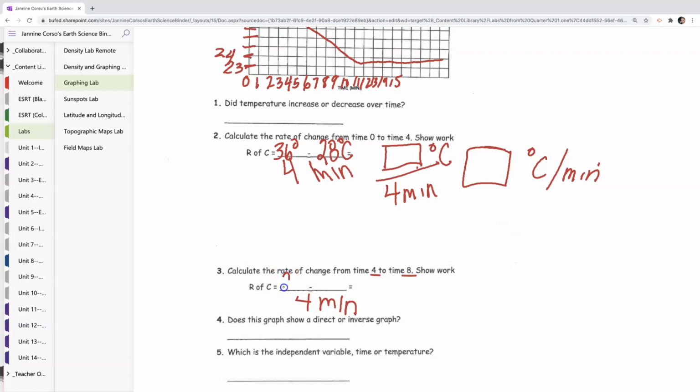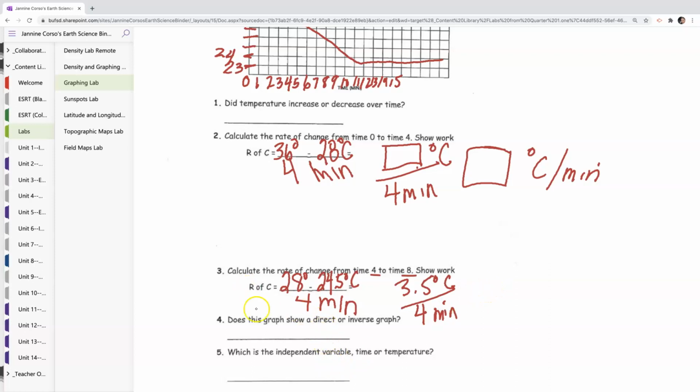Let me just refer to my data. By minute 4, you were at 28 degrees, so 28 degrees. And by the 8th minute, you were at 24.5 degrees. So again, subtract 28 minus 24.5. You're going to get a difference of 3.5. And you're going to divide that by 4. Make sure you do 3.5 in the calculator first. Divide by 4 minutes and you get your answer. It will be a decimal if you do it correctly.